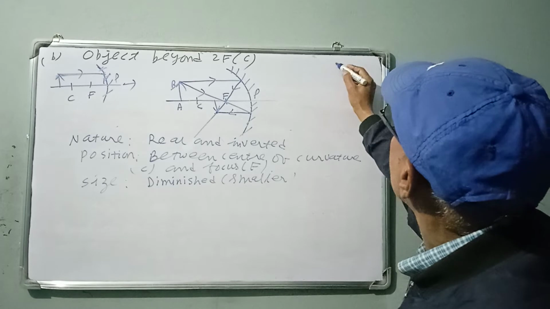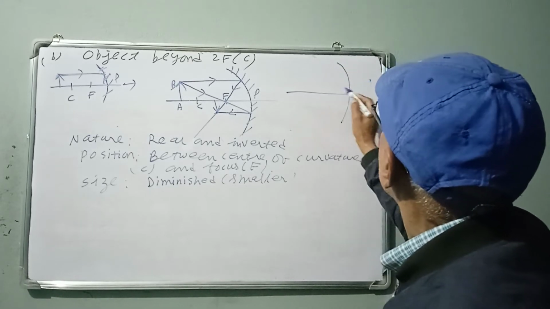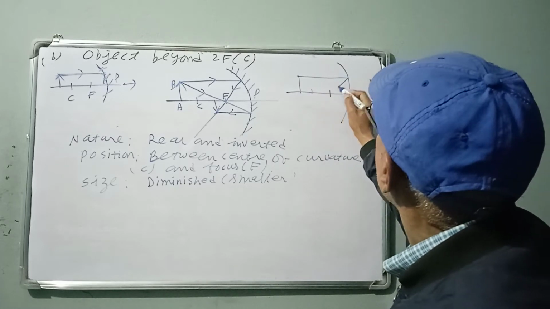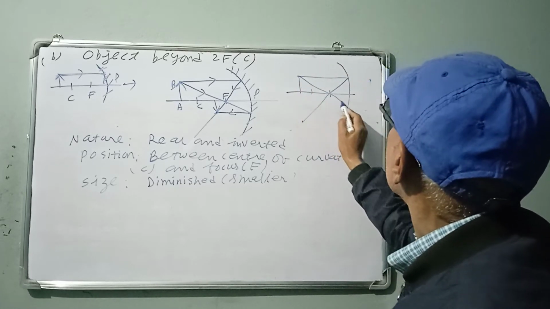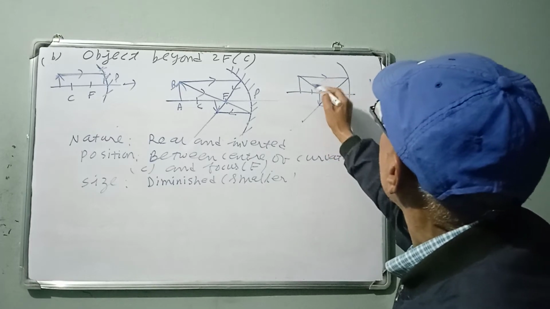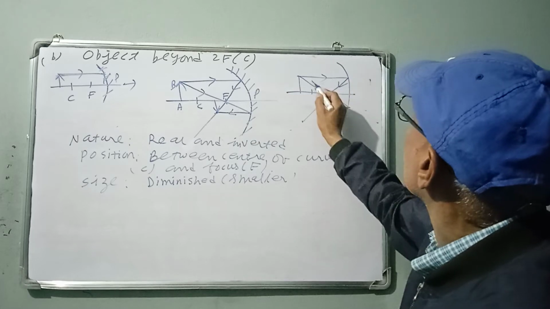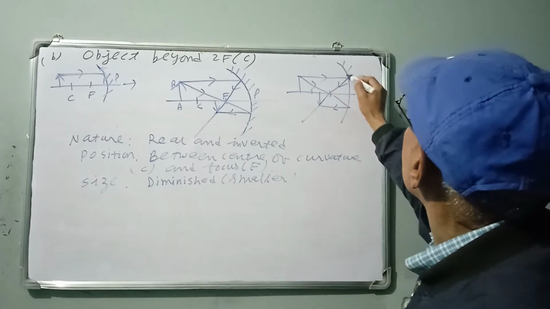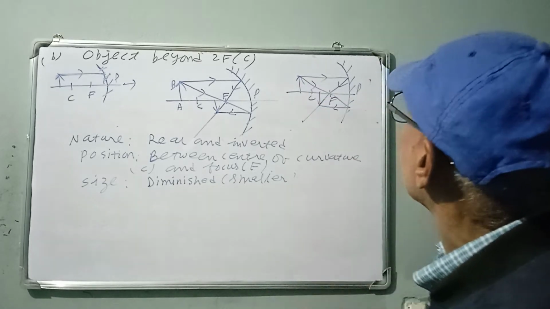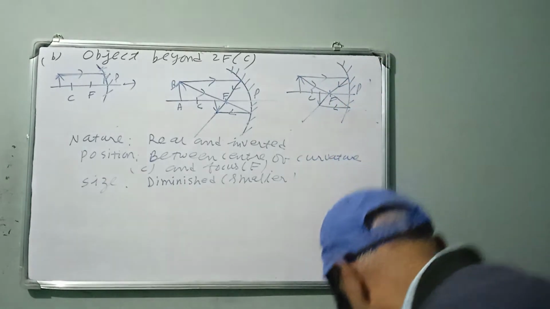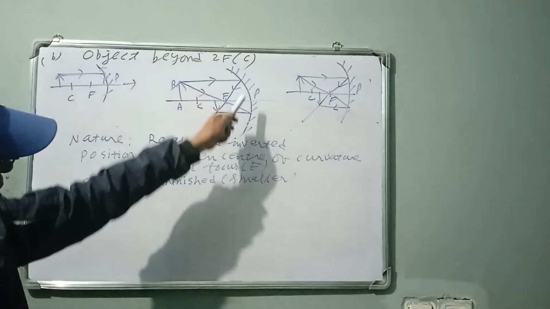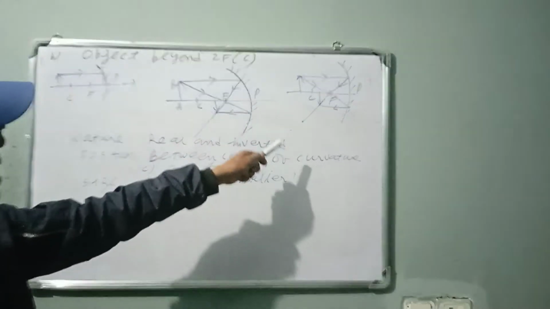Drawing technique, again see, F here, a ray parallel to the axis passes through the focus, a ray passing through the focus will be parallel. See, arrow, incident ray, reflected ray, pole P, focus, center, object. See, this is the drawing technique. When an object is placed beyond twice F, image is formed between C and F.